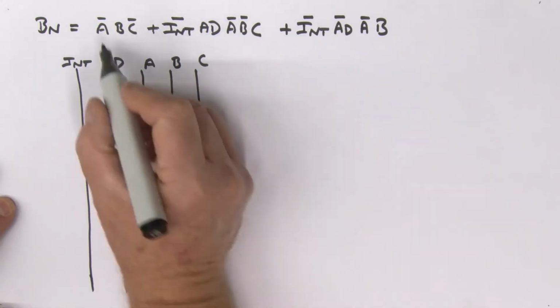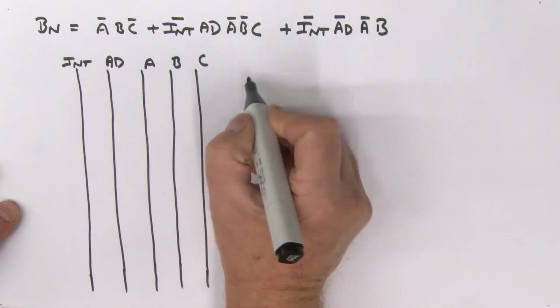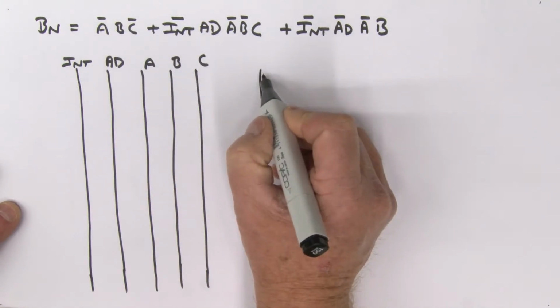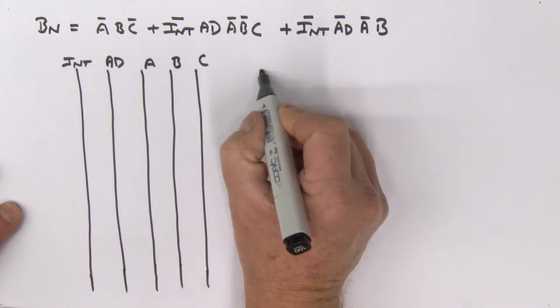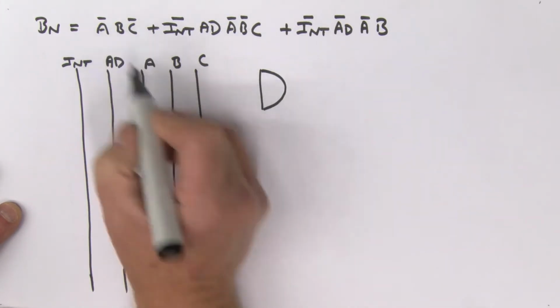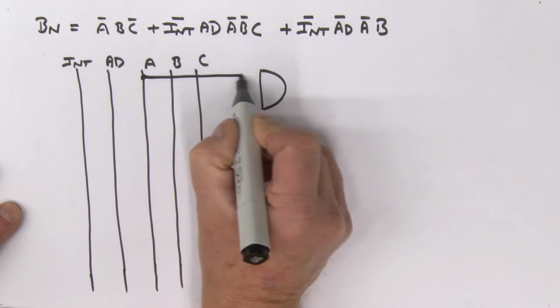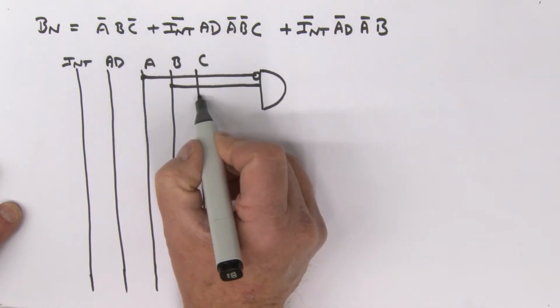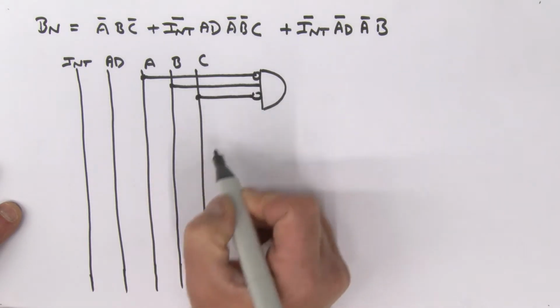BN. All right, we've got 1, 2, 3 product terms. Let's do this. All right, first product term, shown by way of an AND gate sitting here. So here is my AND gate. What have I got? A bar, B, and then C bar coming in.